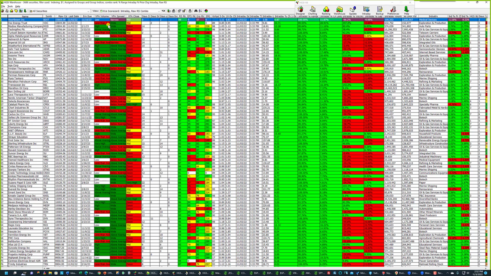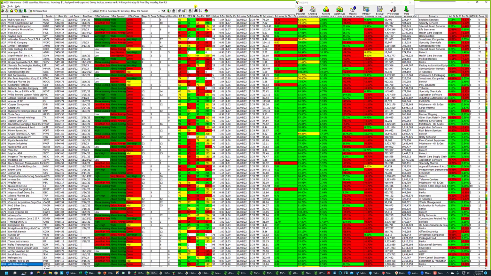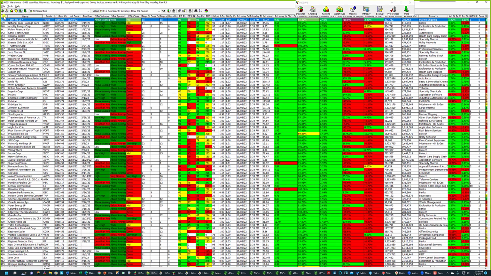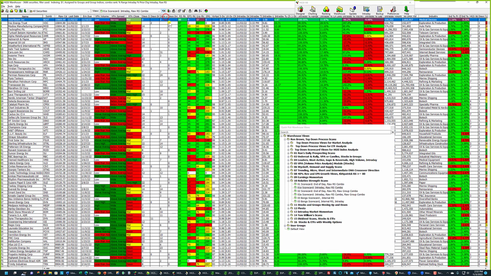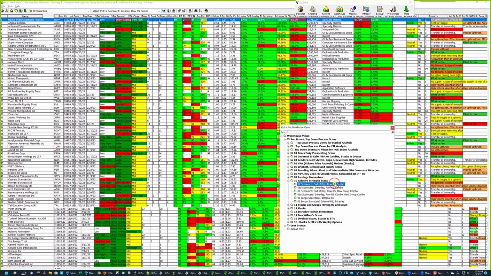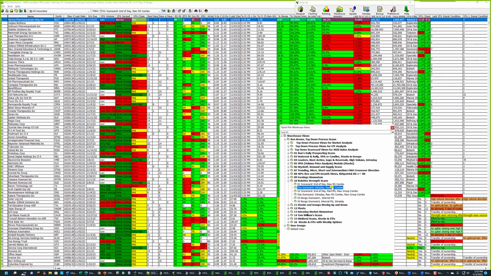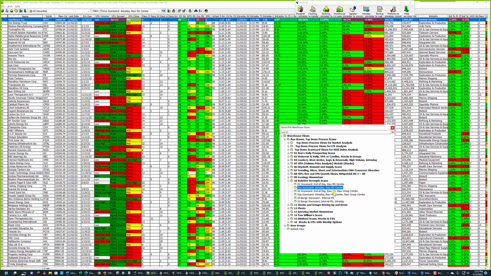So if you are looking for stocks, both the end of day and intraday, in the market, even in a crappy market, you can just come in and use this scan. I'm just using this one right here, relative strength scan. I'm using the intraday. Here's the end of day. Here's the intraday.